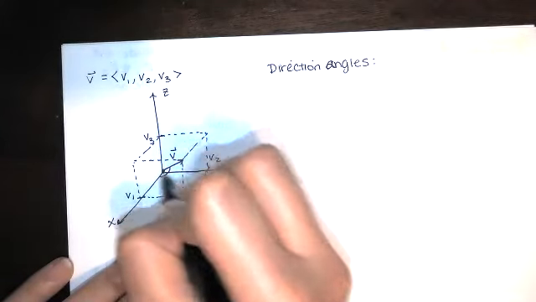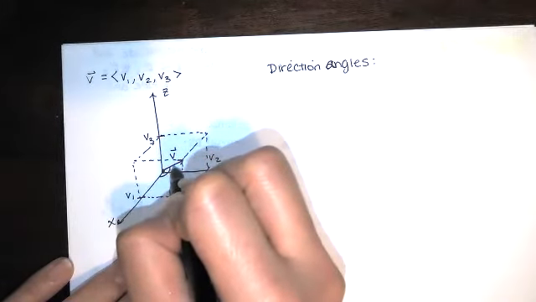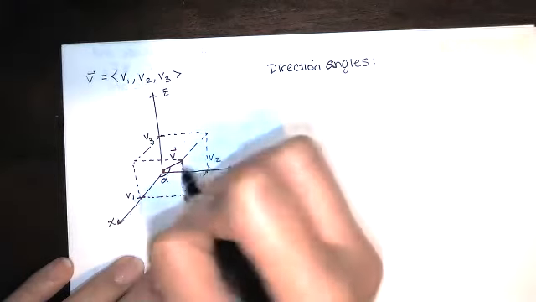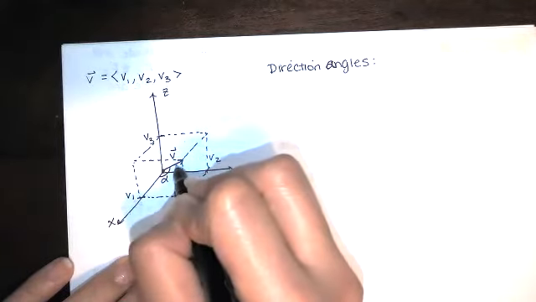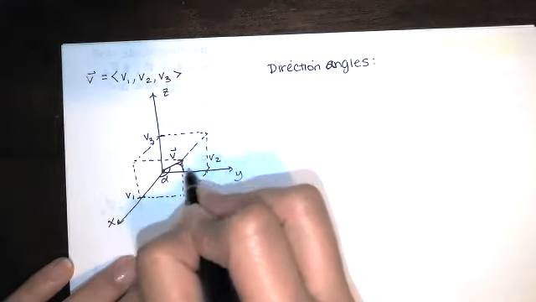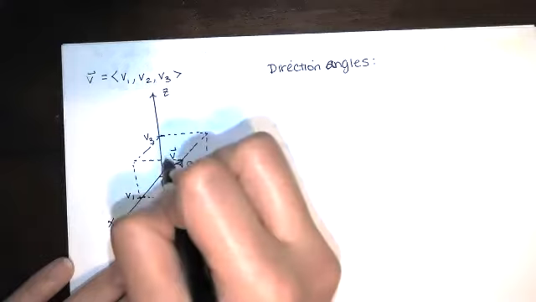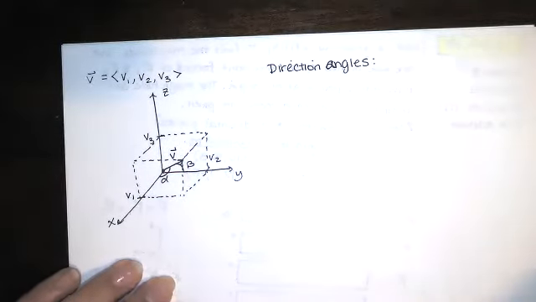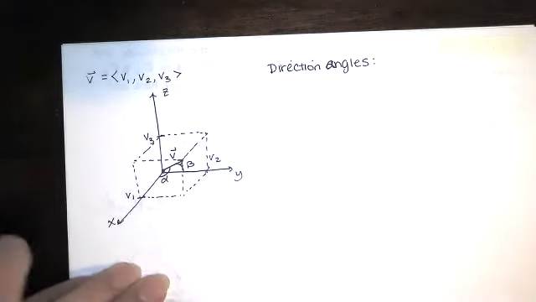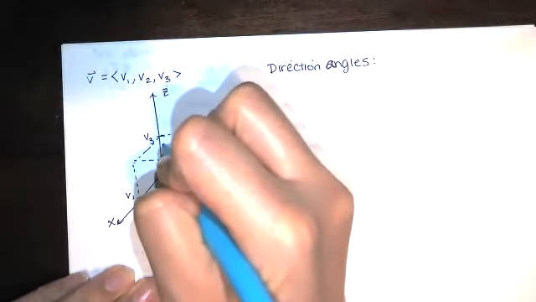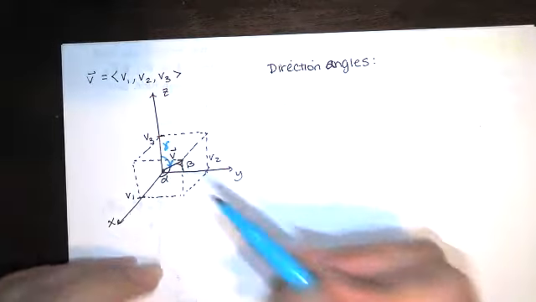So the angle that this vector makes with the x-axis, that's the angle between v and i hat, is called alpha. And the angle that this vector makes with the y-axis, or the angle between v and j hat, is called beta. And the angle that this vector makes with the z-axis, it's the angle between v and k hat, that's called gamma. So those are the direction angles.